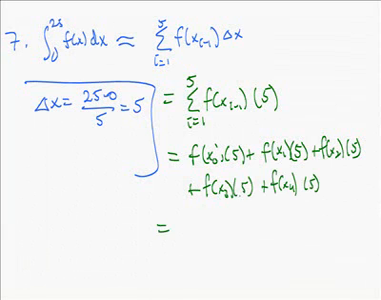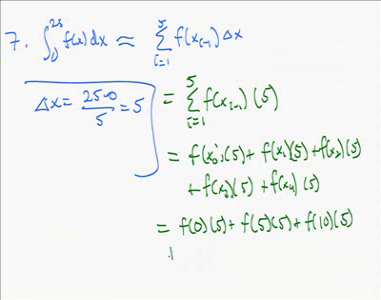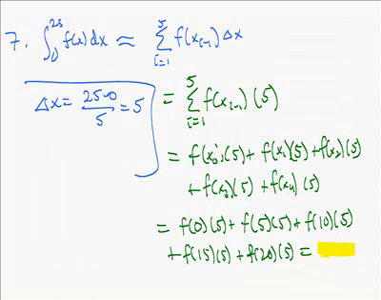Now, what is x sub 0, x sub 1, x sub 2? Well, x sub 0 is your starting point of 0. x sub 1 is your next x value of 5. So then you got f of 10 times 5 plus f of 15 times 5 plus f of 20 times 5. Alright, so that gives you, whatever it gives you, your left, or your lower estimate.